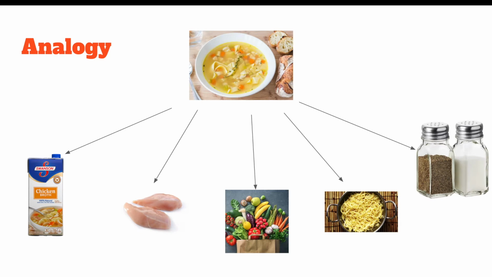First, think of a bowl of soup. That bowl of soup can be broken down into ingredients, which can be listed, such as chicken broth, chicken breast, some vegetables, noodles, maybe some salt and pepper. All those ingredients combined, guided by a recipe, make that bowl of soup.